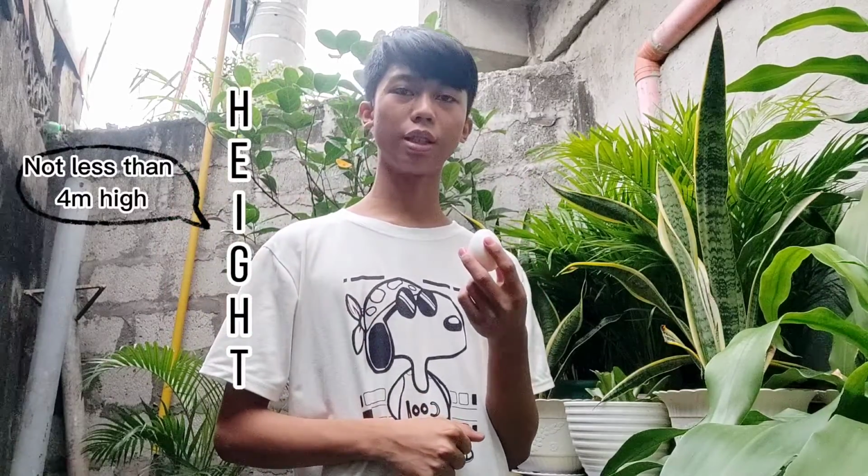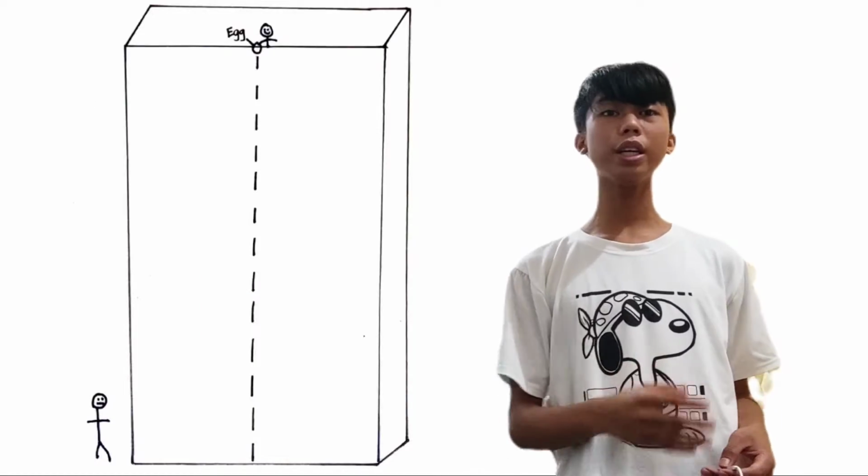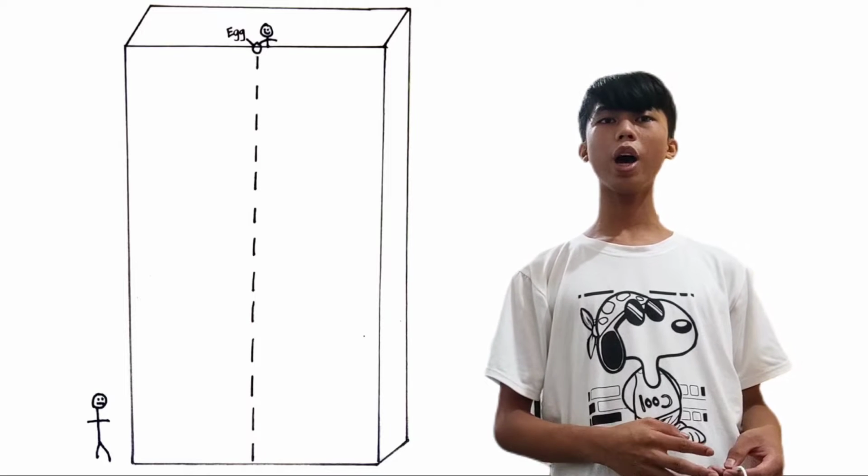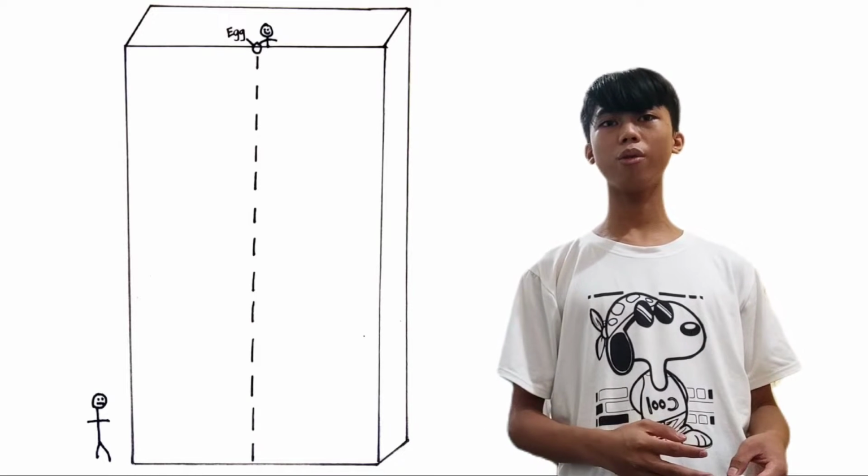What we're going to need in this experiment is an egg. We need to get an egg and go to a certain height that is not less than 4 meters high and drop that egg in free fall so that it hits a passing person. As shown here in the diagram, it is about the free fall of an egg and how the egg will land onto the head of the passing person. So now let us show you the resulting outcome of the experiment.